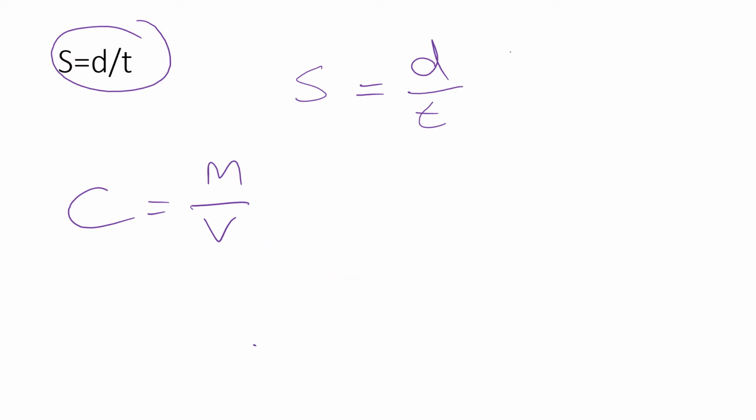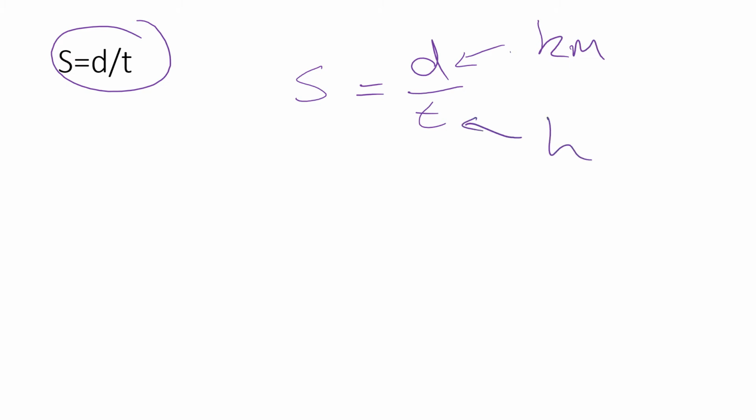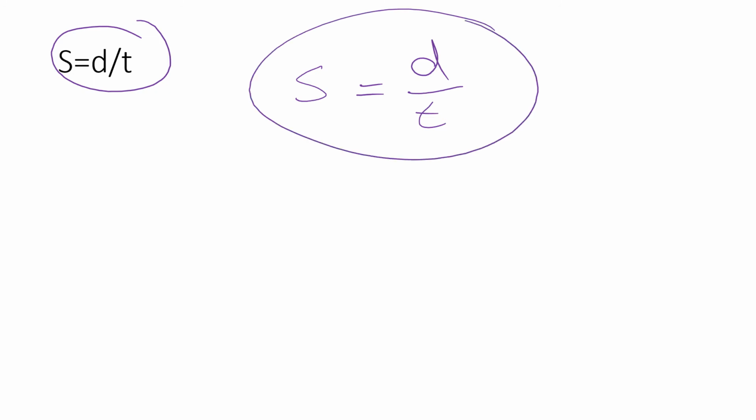Another example might be, so for example, if we use kilometers instead of meters for distance, and then for time we use hours, then our units will be kilometers per hour. Okay, because that's what we're using in our formula. So in this way, we can work out the units in a test by simply using your formula.